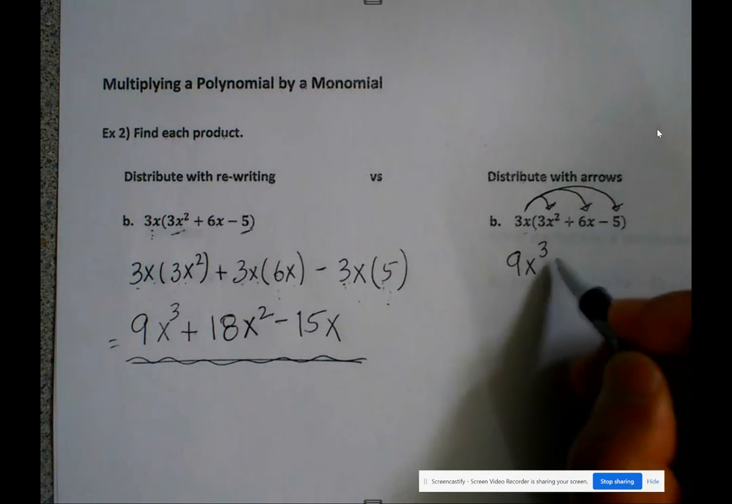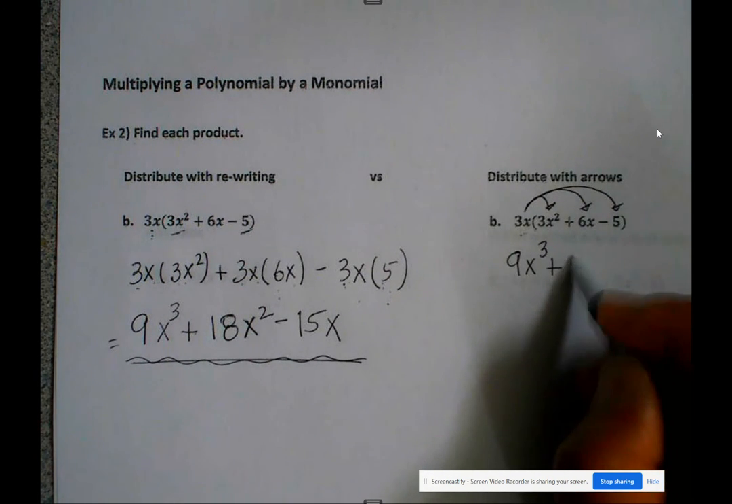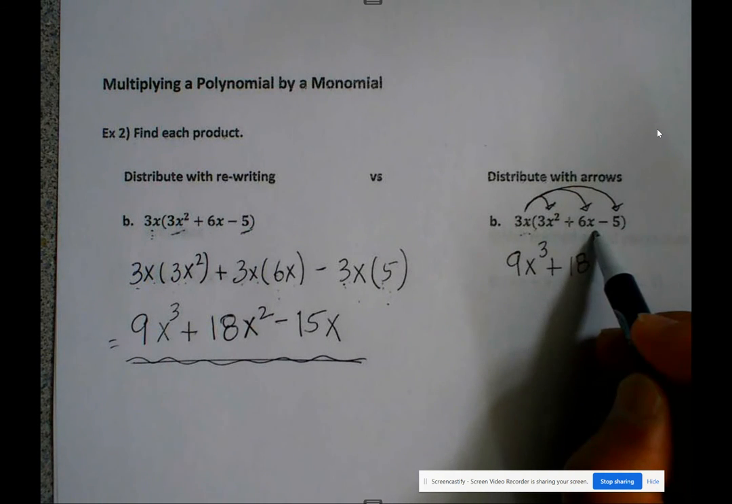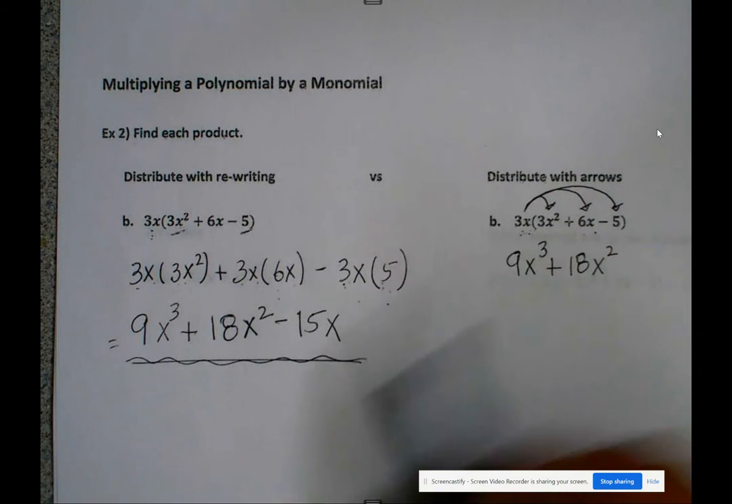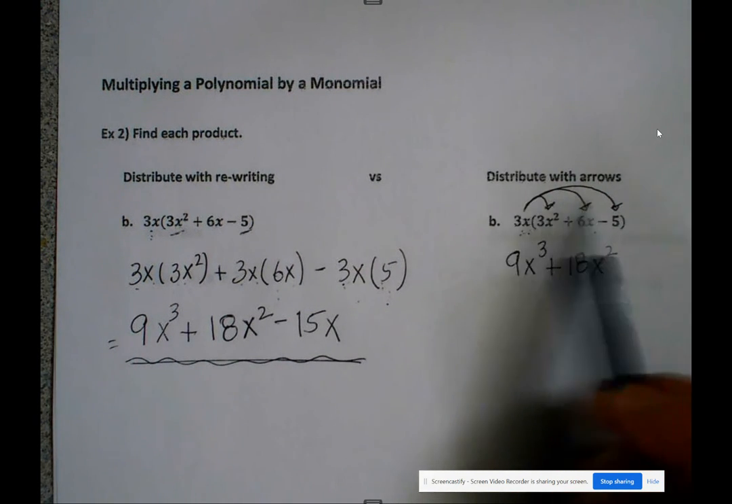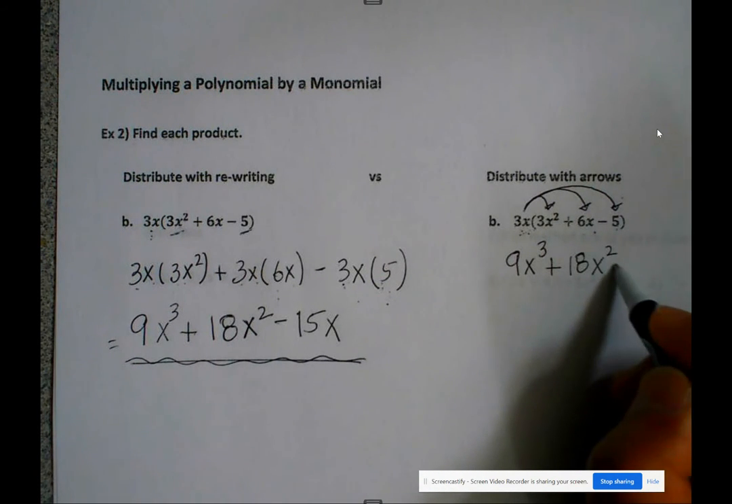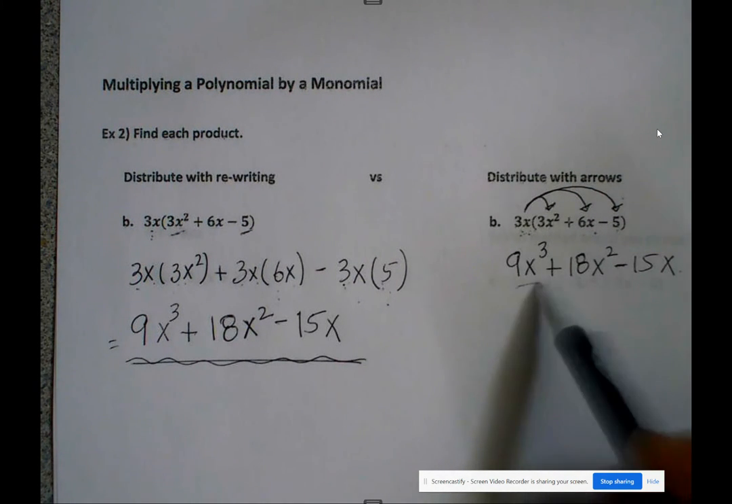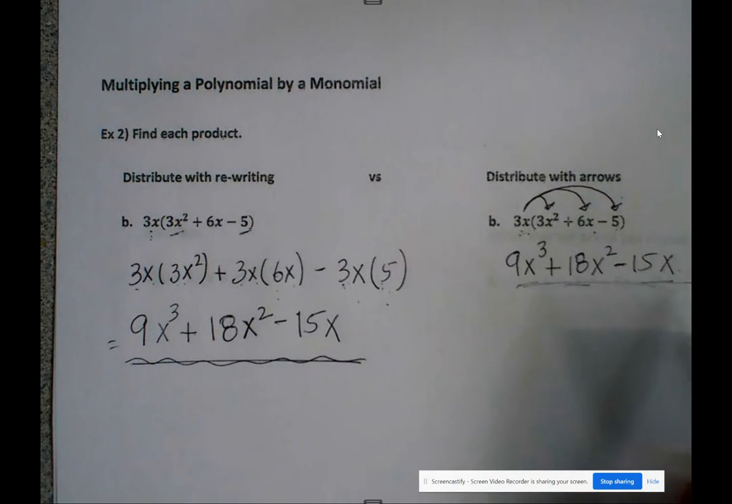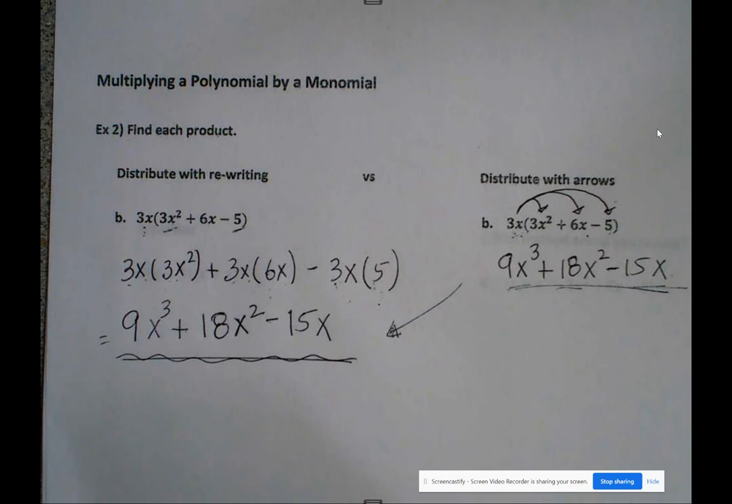And then plus, do you see the sign? Plus. So this is 3 times 6 will give you 18. And x times x, x to the first and x to the first will give you x to the second. And same thing, basically the same thing, but you're just kind of seeing it visually with arrows. And 3x times negative 5 will give you negative 15x. All right, so go ahead and copy down the arrows and then check to see if this answer is matching with that one right here. And then you just need to decide which method is better for you.